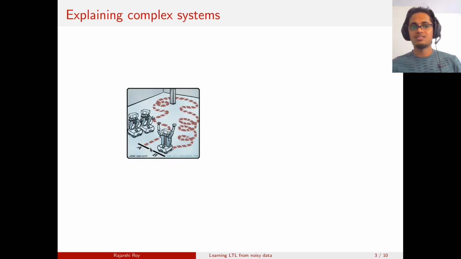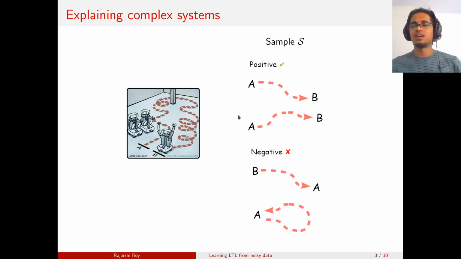So consider a system in which a robot follows a complex set of trajectories. Now this image here demonstrates one such trajectory of the robot. Now to provide simple descriptions of this system, we consider a setting in which we observe several trajectories of the robot. The trajectories are given as an input sample consisting of a set of positive examples that depict the desirable behavior of the robot and a set of negative examples that depict the undesirable behavior.